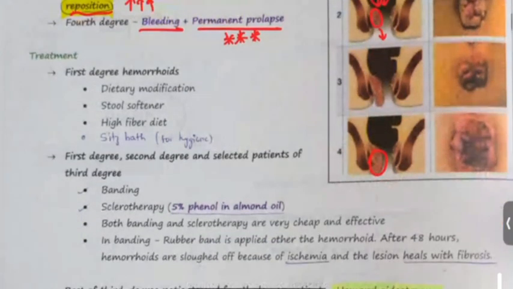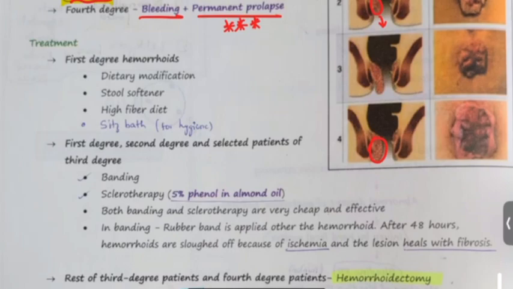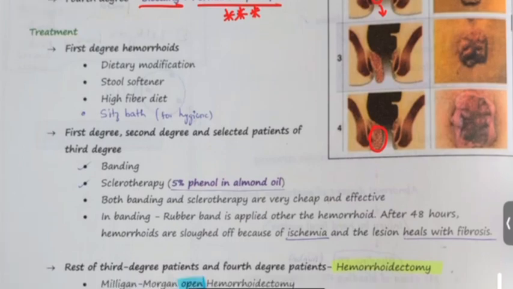In case of first degree hemorrhoids, there is only bleeding. In this case, usually it is happening because of constipation. So we'll say do some dietary modifications. Don't eat hard foods. Use stool softener. Have high fiber diet and go for sitz bath. Sitz bath is nothing but advise the patient to have lukewarm water.